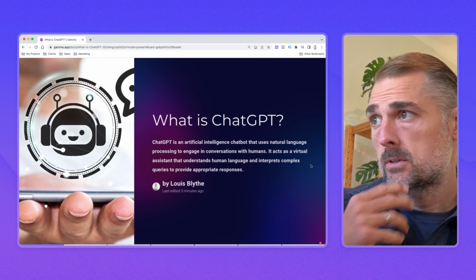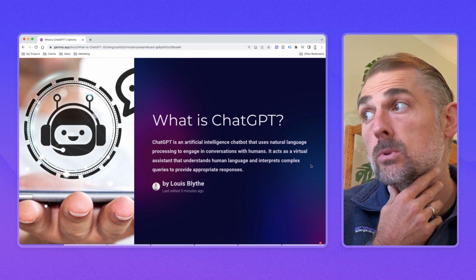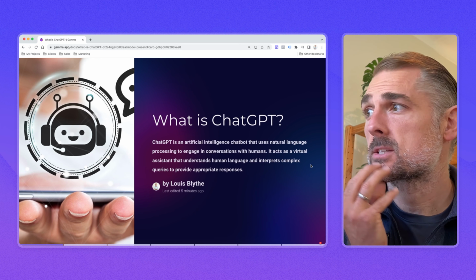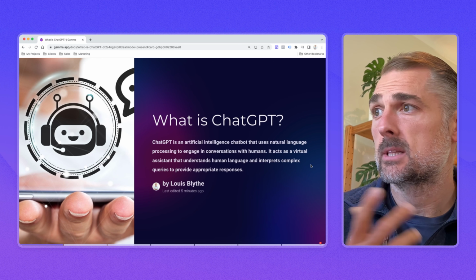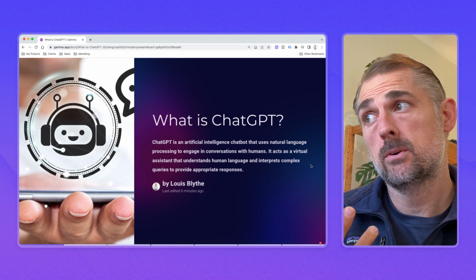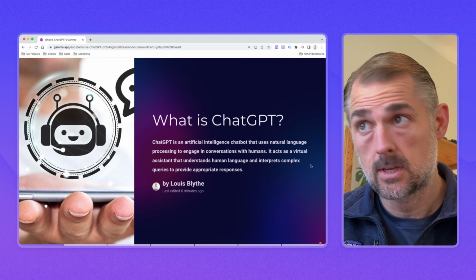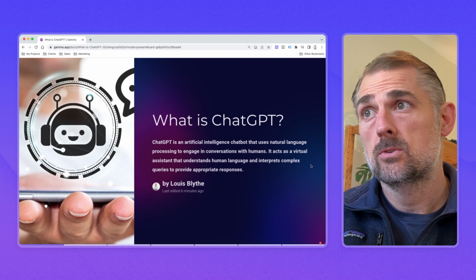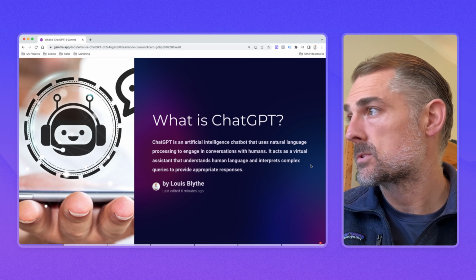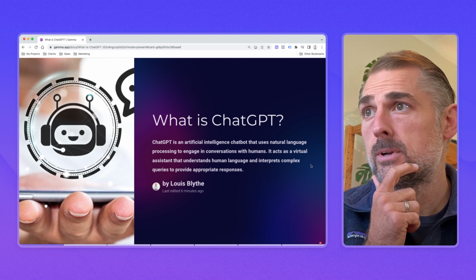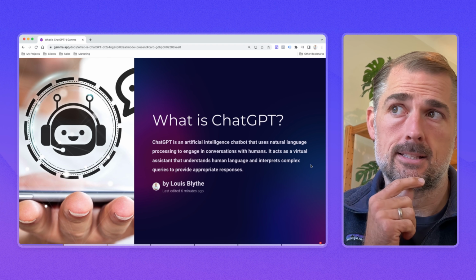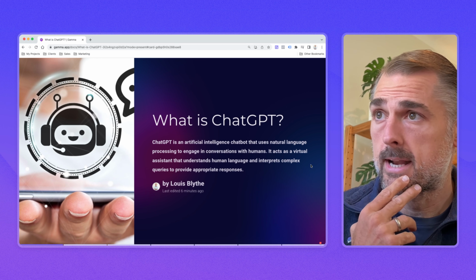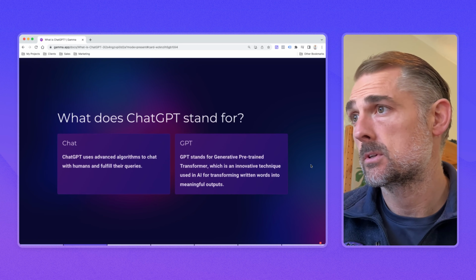ChatGPT is an artificial intelligent chatbot that uses natural language processing to engage in conversations with humans. It acts as a virtual assistant that understands human language and interprets complex queries to provide appropriate responses. I would argue that the appropriate responses component of that could be pretty questionable, but that is the beauty of prompt writing, and the more refined your prompt writing becomes, the better the outcomes.